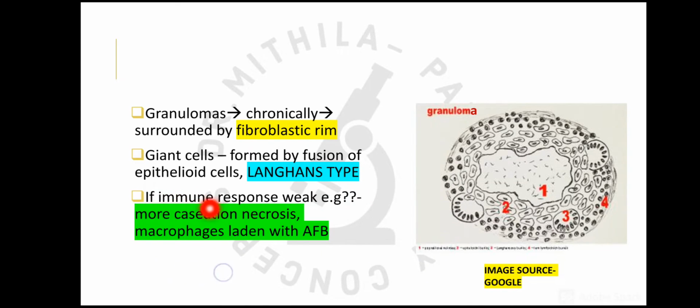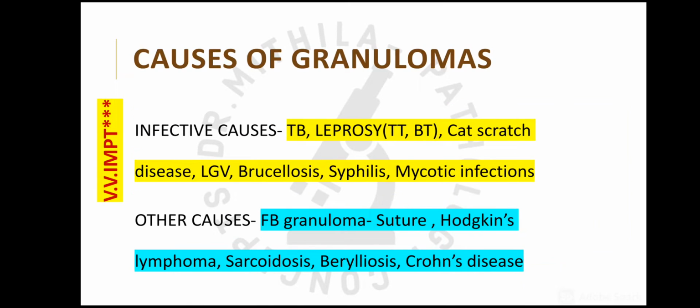And if the immune response is weak, then there will be more caseation necrosis, and we will also see a lot of macrophages which are laden with acid-fast bacilli. So we do the ZN stain. When we see a lot of caseation necrosis, then we are pretty much sure that we will find positivity in the ZN stain. So this is an important concept to know and remember.